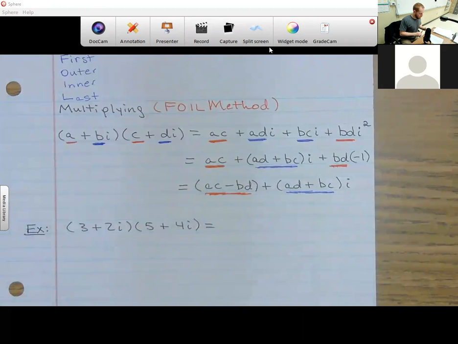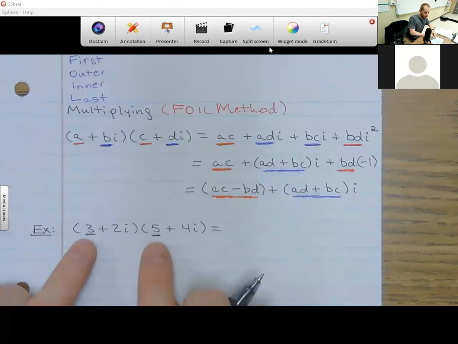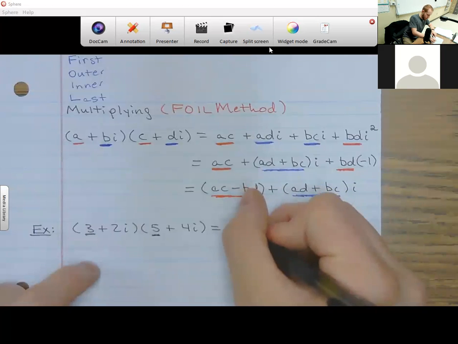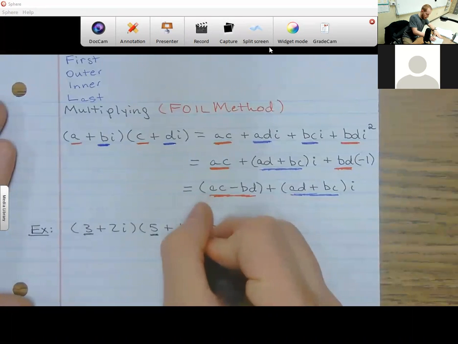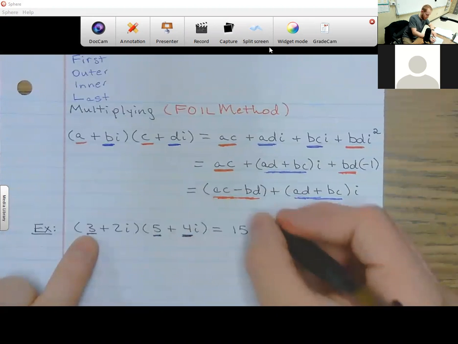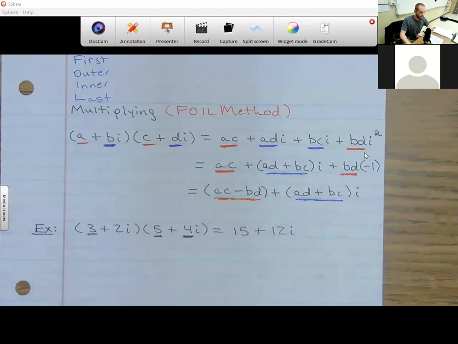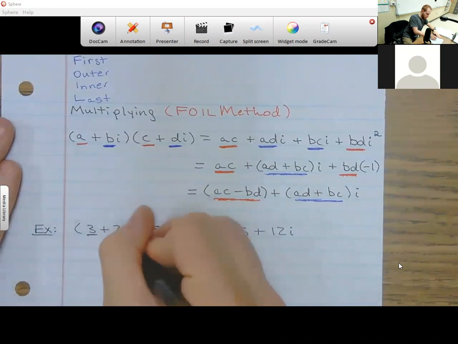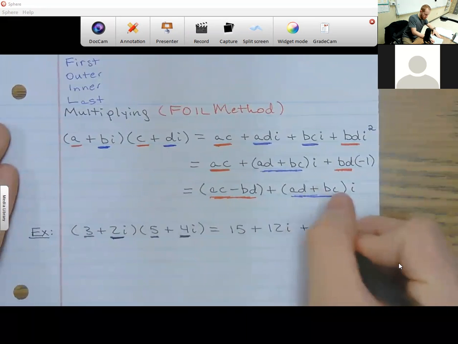All right, so let's do the first two terms. 3 times 5. So I'm going to underline those. 3 times 5 is going to give me what? 15, right? Now let's do outer. Where am I outer to? 3 plus 4i. That's going to give me 12i. Plus 12i. Okay? We've done the outer. Now we move to the inner. What are my inner two terms? 2i times 5. That's going to give me what? 10i.